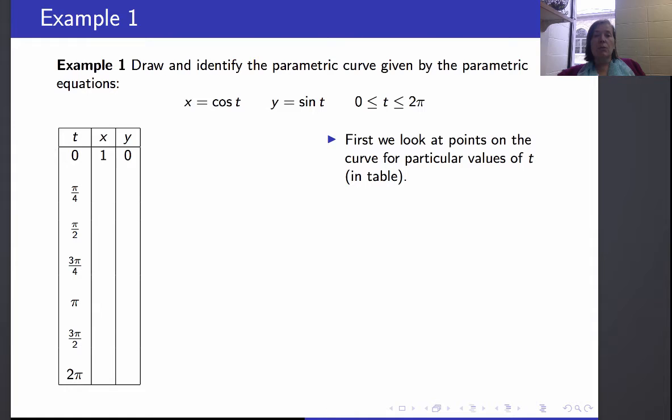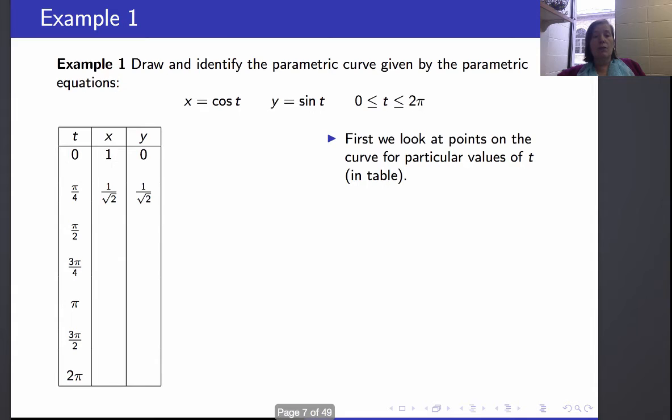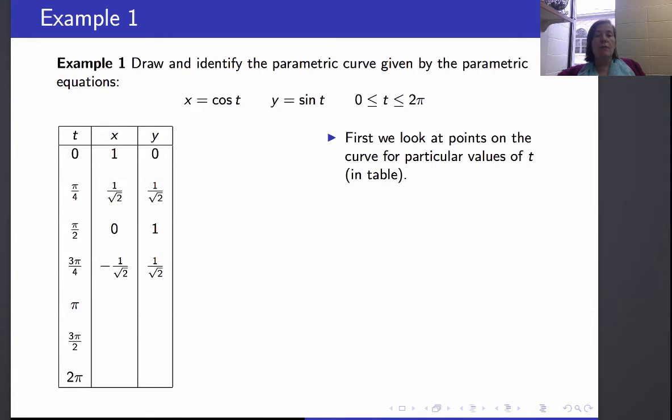So therefore the initial point on this curve, the starting point for my graph of this curve, is the point (1, 0). And when t increases to pi over 4, the x value is now 1 over the square root of 2, and the y value is 1 over the square root of 2. Again, if t increases to pi over 2, the x value becomes cosine pi over 2, which is 0, and the y value is sine pi over 2, which is 1. Likewise, when t is 3 pi over 4, the corresponding point on the curve is (minus 1 over the square root of 2, 1 over the square root of 2), and so on.